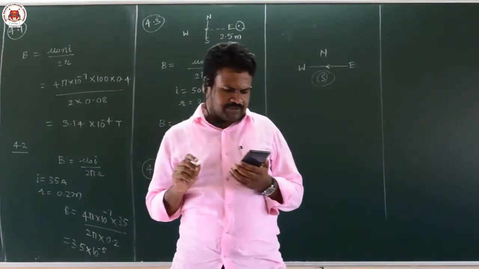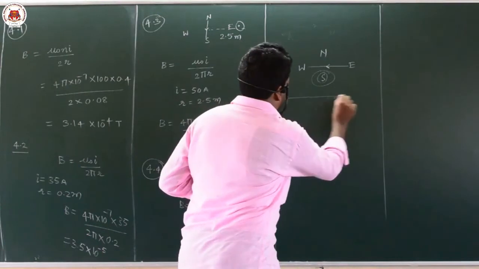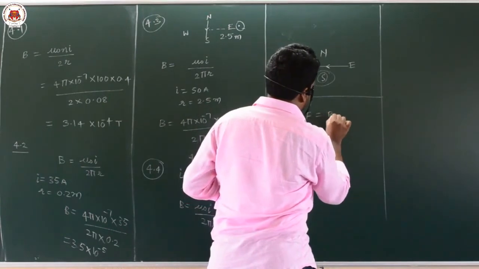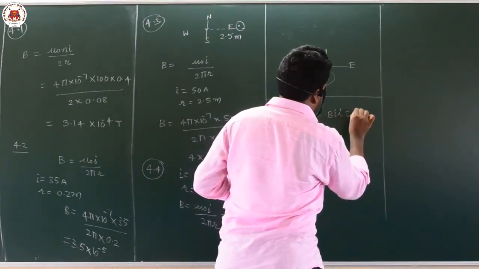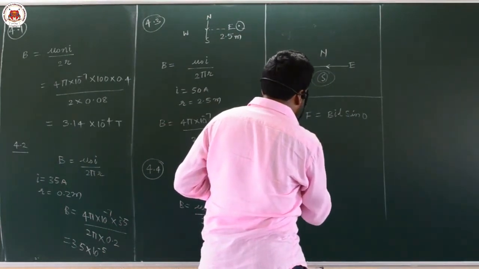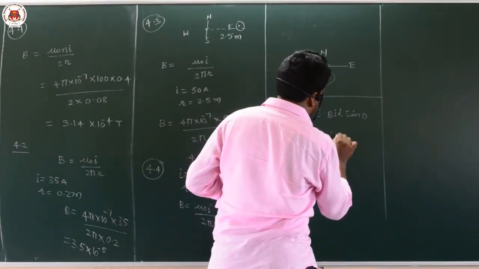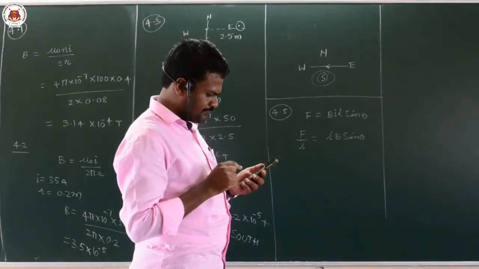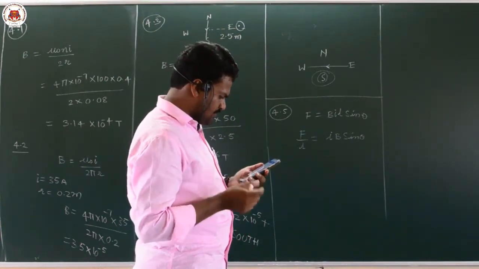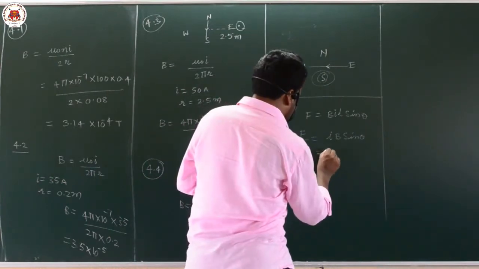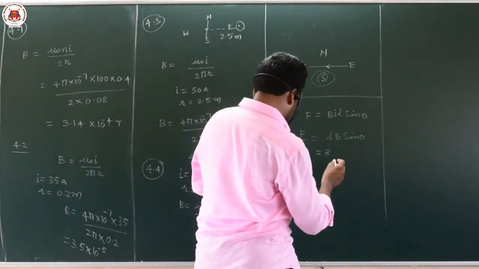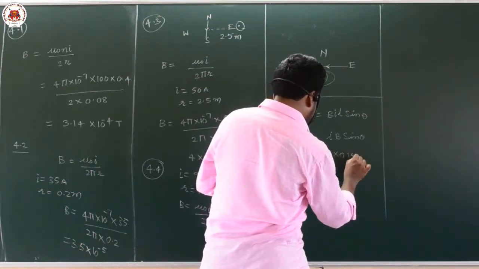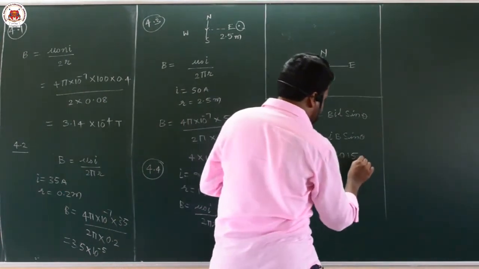What is the magnitude of magnetic force per unit length? 4.5 is asking F is equal to BIL sin theta. What is asked is F by L. F by L is equal to I into B sin theta. So here if you take the values, current is given as 8 amperes, and B value is given as 0.15, and theta is given as 30 degrees, into sin 30.